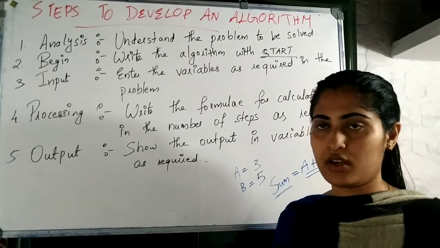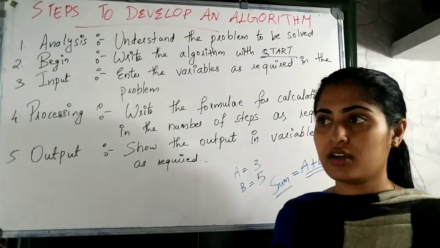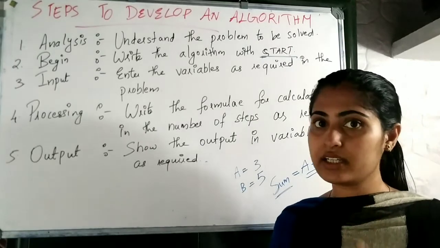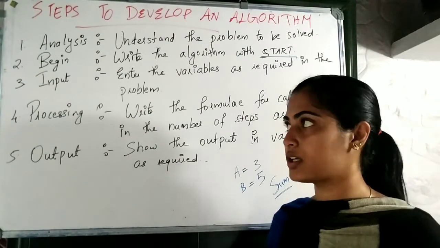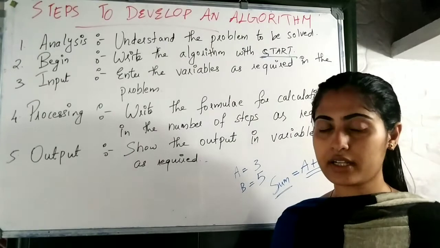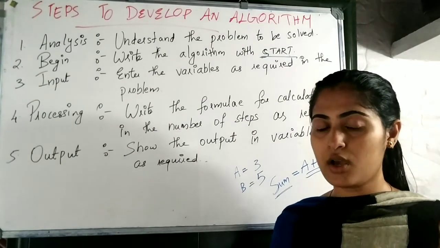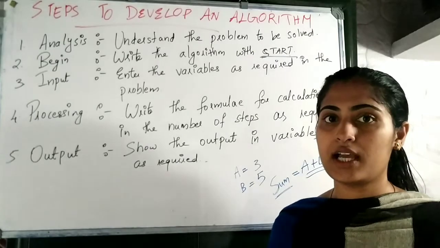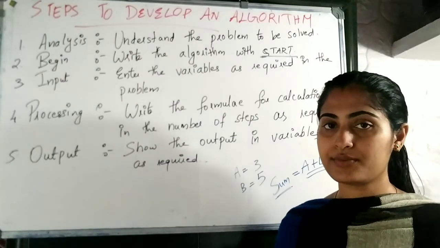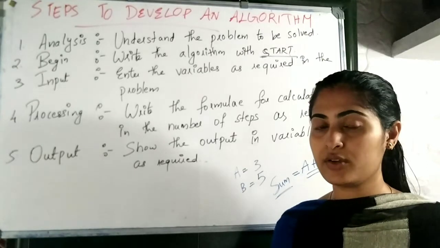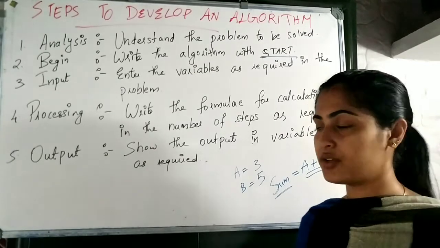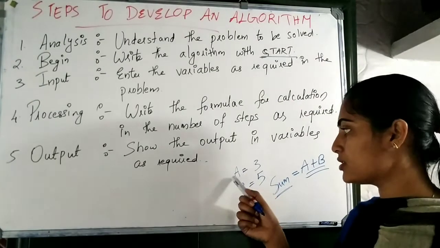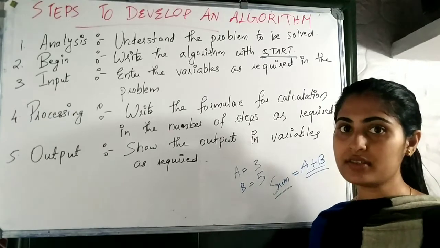So first you should understand that the first one is analysis. That is, programmers should have a clear idea of the problem that is to be solved. Second, whenever you start an algorithm, you should write the first step as start. And third one is input. That is, we cannot directly enter numbers while writing an algorithm. Instead, you can use variables like A, B, C, D. You should assign the numbers to these variables.